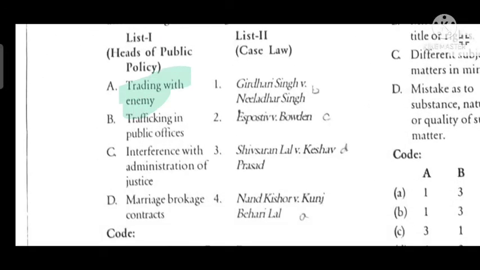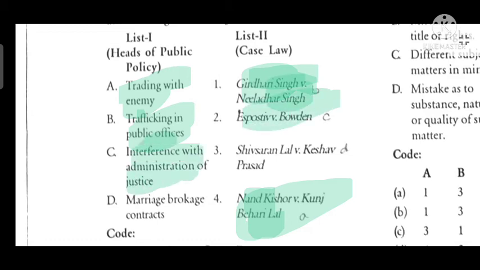Trading with enemy. Nand Kishore versus Kunj Bihari Lal. Trafficking in public office. Gauri Dhan Singh versus Niradhar Singh. Interference with administration of justice. Egerton versus Brownlow. Marriage brokerage contract. Sri Sarat Lal Keshav versus Prasad.